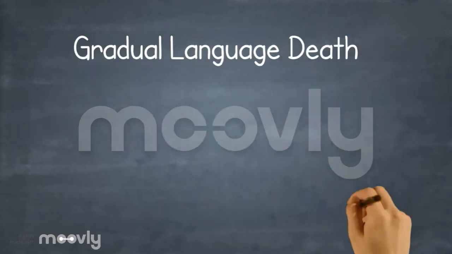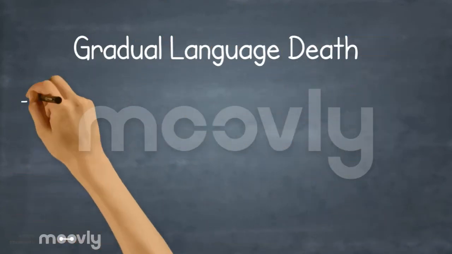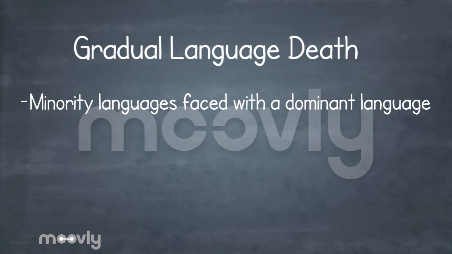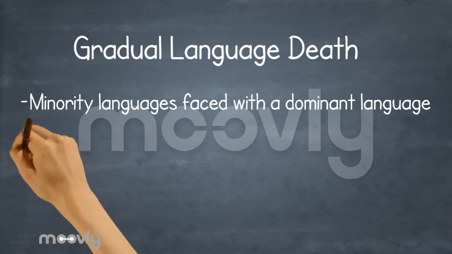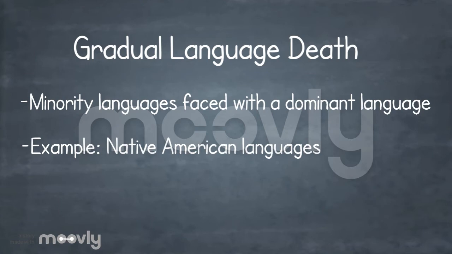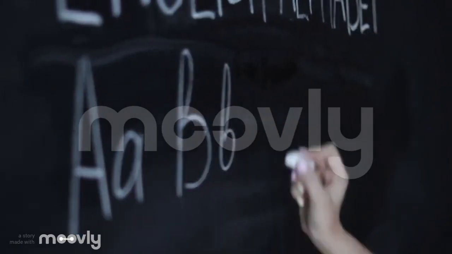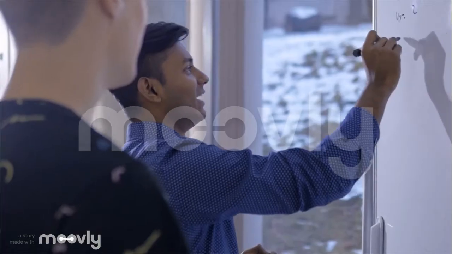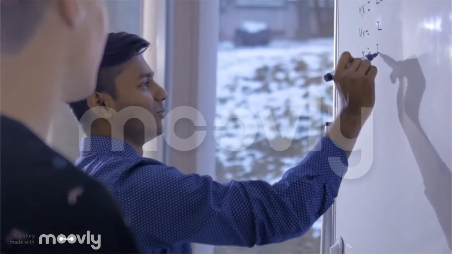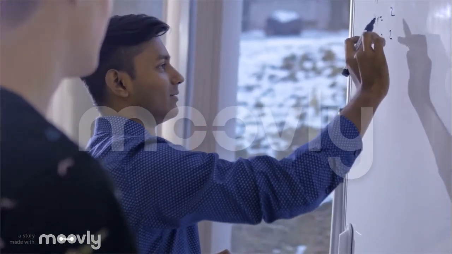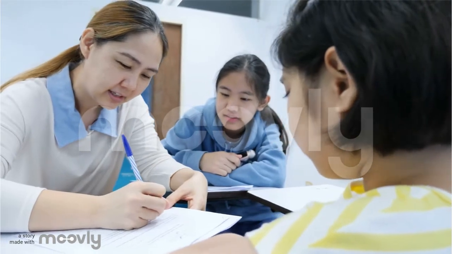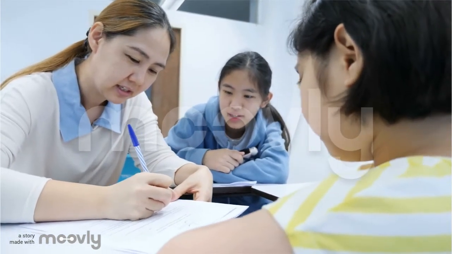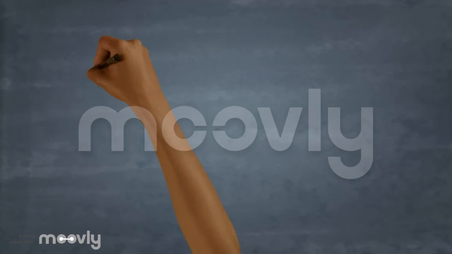The most common way for languages to die is by gradual language death. This happens when minority languages are faced with the more dominant language. A well-known example of this is when the Europeans came to America and many Native Americans were forced to learn English. Over time, the native languages got taught less and less until there were no new learners of the languages. Out of the 300 Aboriginal languages spoken before the Europeans first arrived, there are only 12 still being taught to children today.